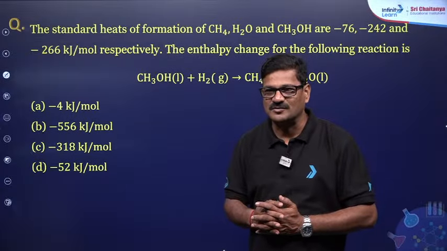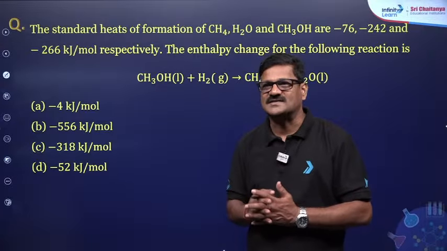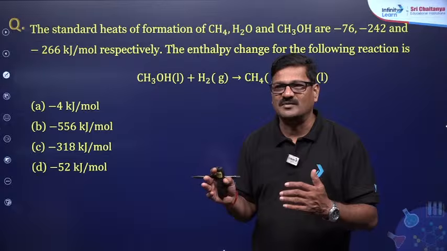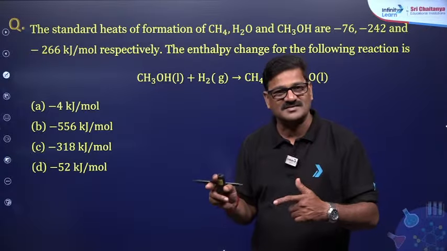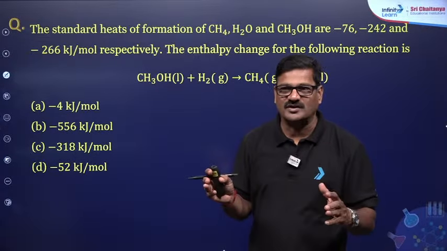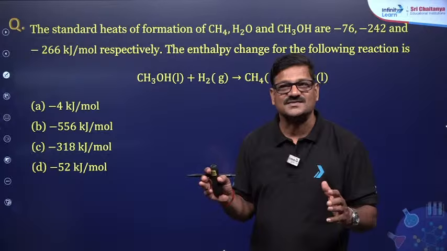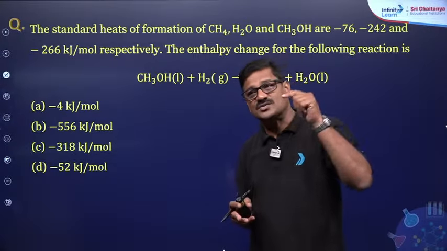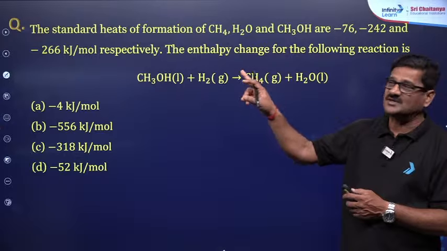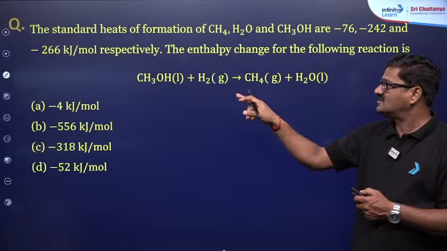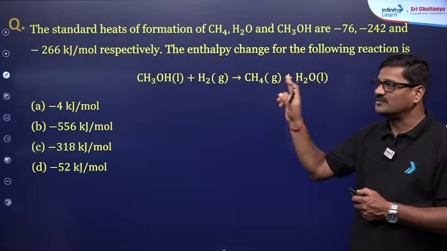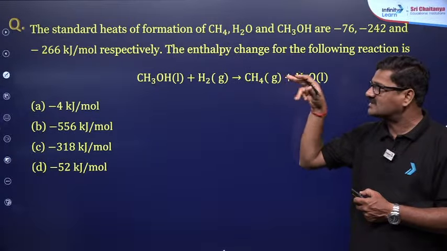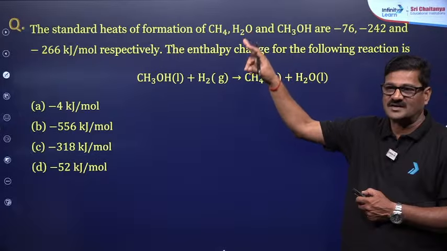What do I want to ask? In this question, the standard heat of formation of CH4, H2O and methyl alcohol are given as minus 76, minus 242 and minus 266 kilojoule per mole respectively. And you are asked to calculate the enthalpy change when methyl alcohol is hydrogenated to give rise to methane and water. So what will be the enthalpy of reaction according to this data?